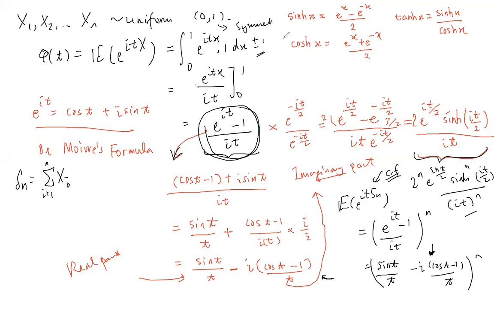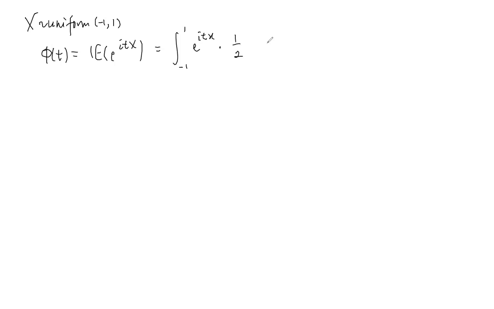So for here, I will show you an example. If you have minus 1 and 1. Okay. So let's say your x is uniform minus 1, 1. Okay. So your characteristic function will be the integral from minus 1 to 1 of e^(itx) times 1 over 2, right? Because you are uniform in minus 1 to 1, so the length here is 2. So you will have the height 1 over 2.